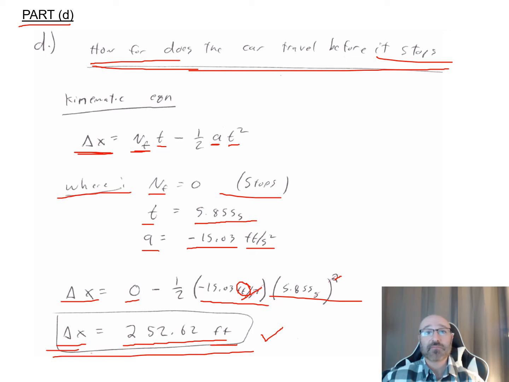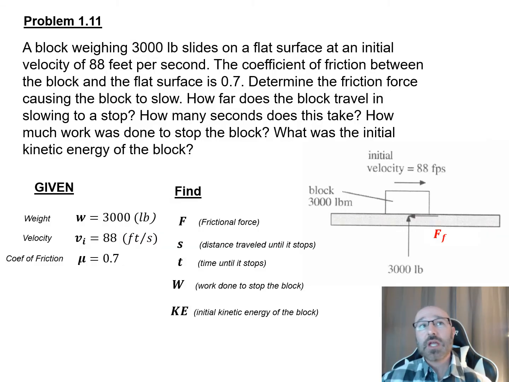Let's take a look at example problem 1.11. In this problem, we have a block that weighs 3,000 pounds sliding down a flat surface, and the initial velocity given to us is 88 feet per second. The coefficient of friction between the block and that flat surface is given as 0.7.